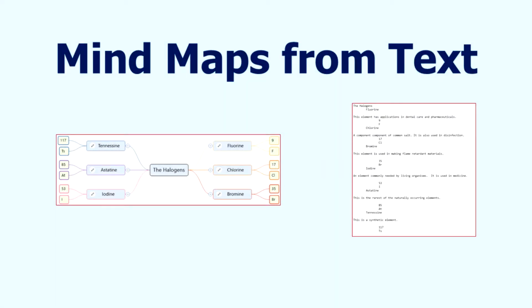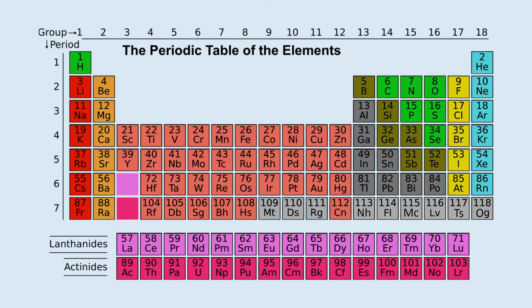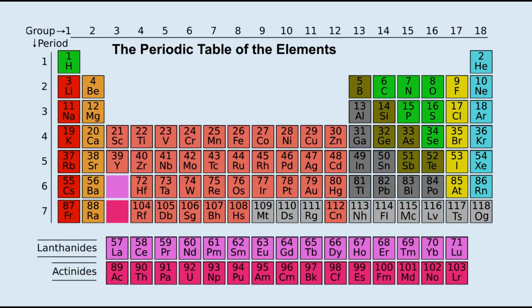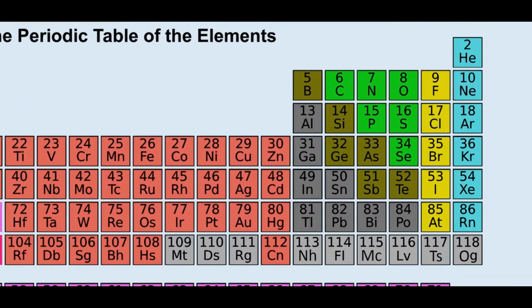In this short tutorial, I'm going to show you how to use one of the features of MindGenius to create a map from a text file. For this tutorial, we'll use the periodic table as the subject of our mind map. We're not going to create a mind map of the whole periodic table, just one of the groups, the halogens.